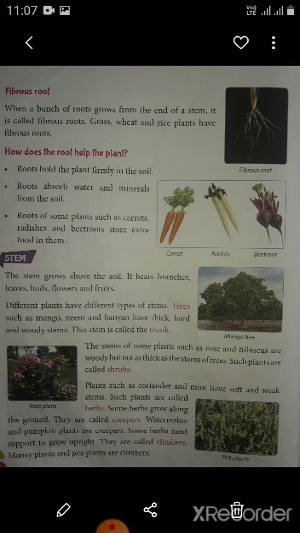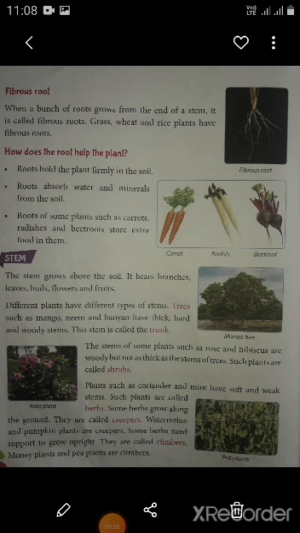The stems of some plants such as rose and hibiscus are woody but not as thick as the stems of trees. Such plants are called shrubs. Woody plants are plants that have hard stems and buds that survive above ground. Woody plants are usually either trees or shrubs.